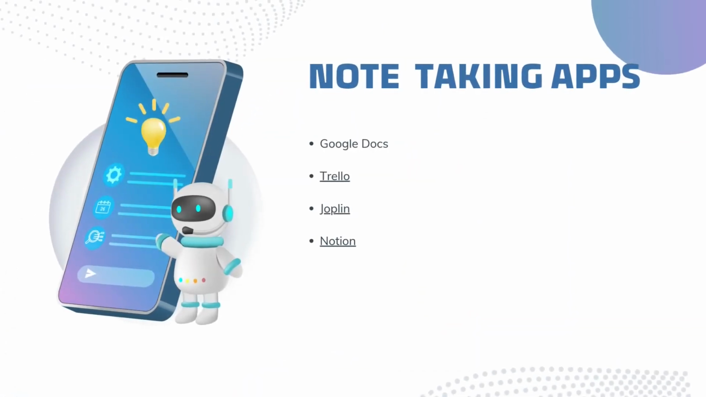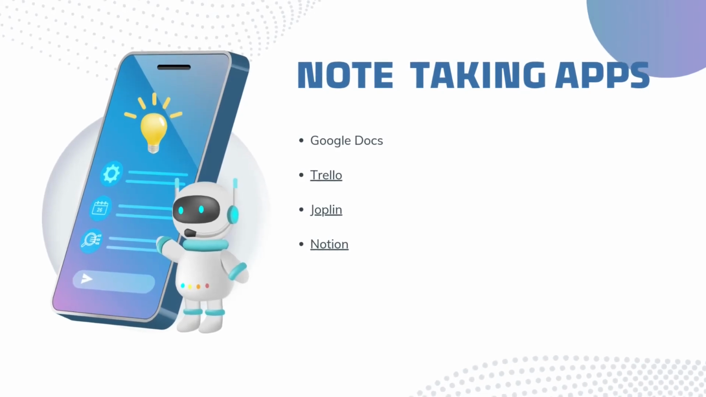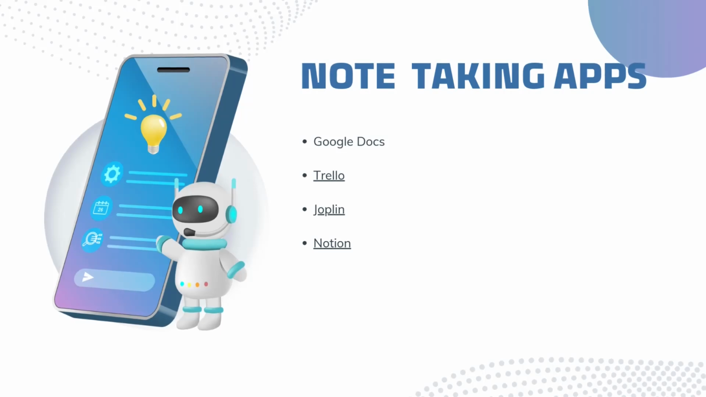And real quick, I want to mention some of the note-taking apps that I've used. Google Docs is the most basic one, which is really easy to use, just like Microsoft Word. Trello is another one that has a free plan. Trello is kind of like a Kanban board, but you can also use it to organize your information, take notes and everything. Joplin is another note-taking app.